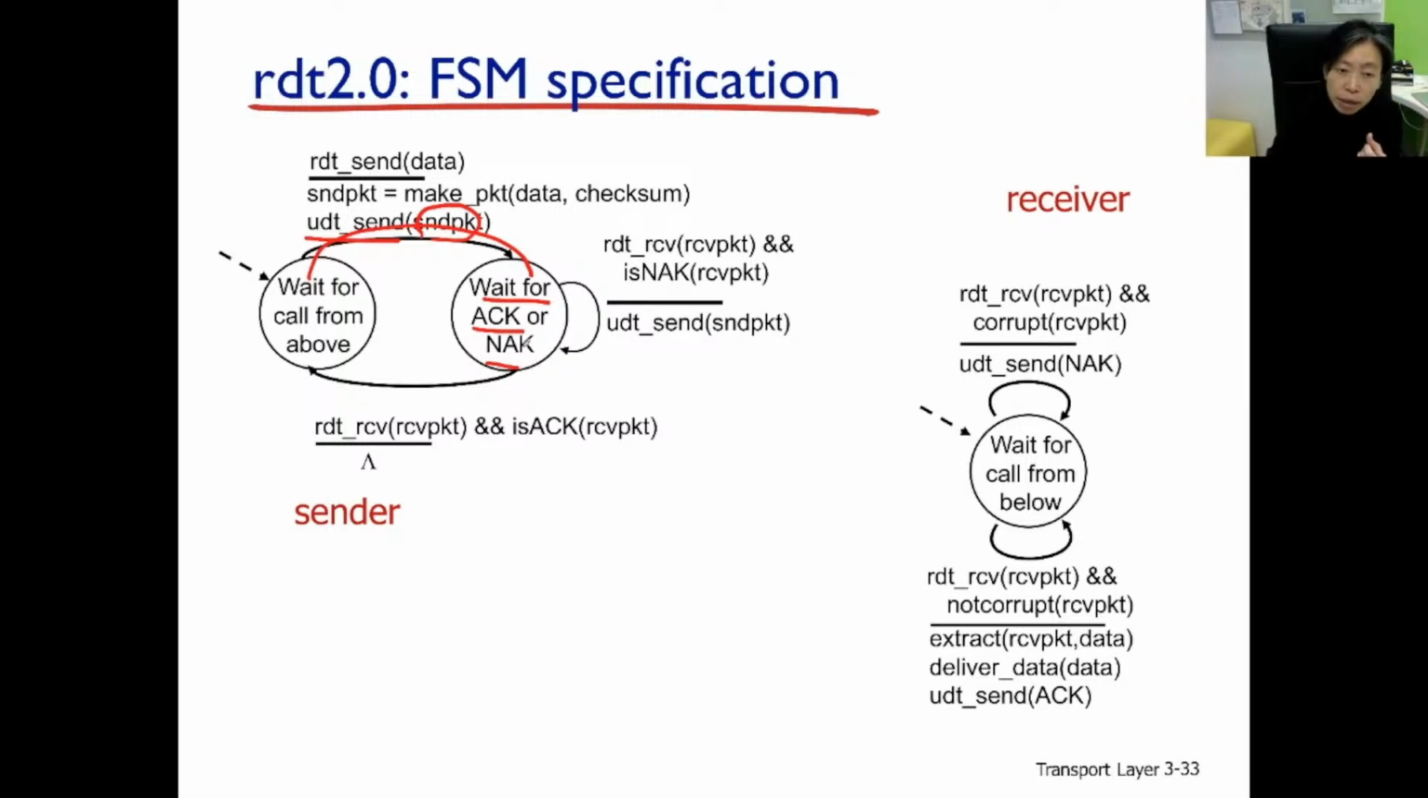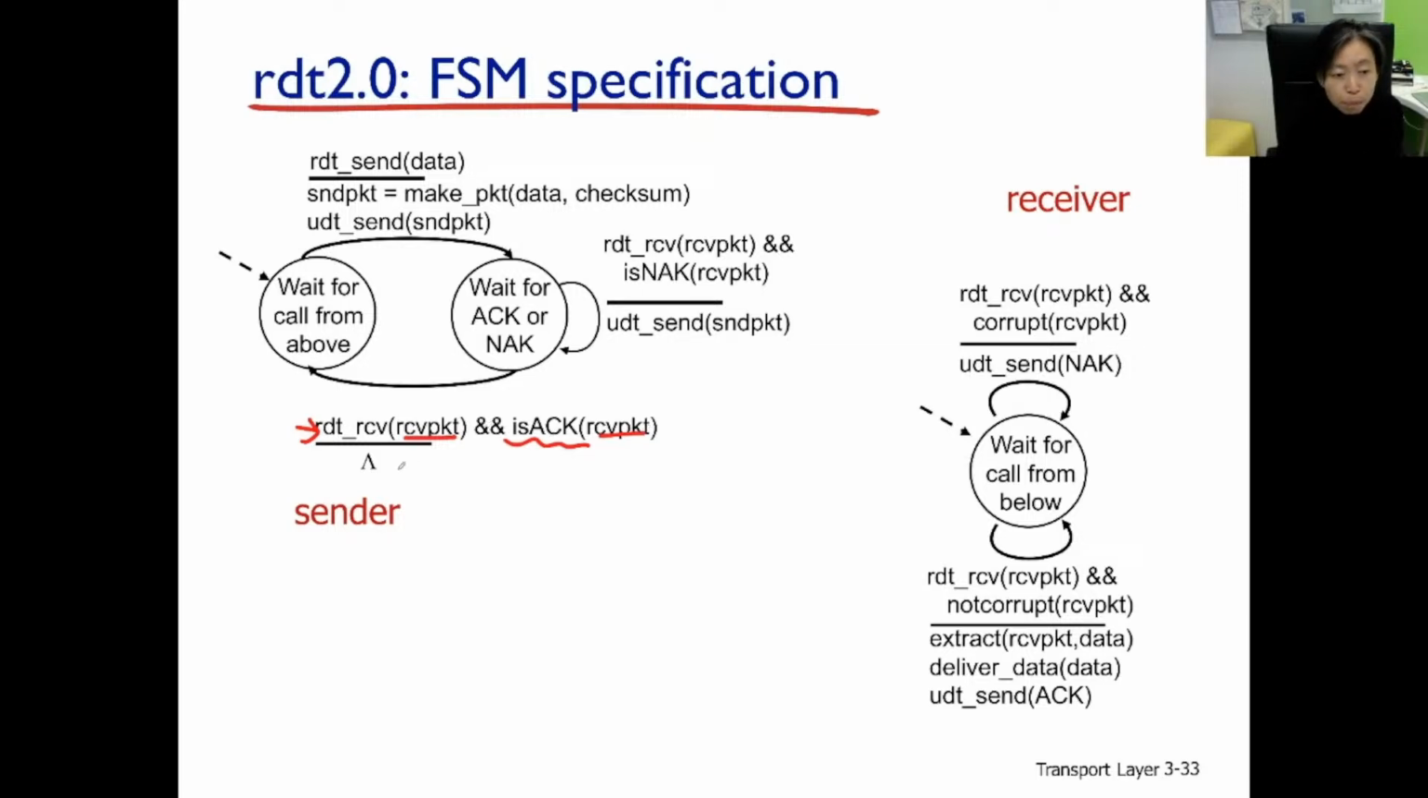Now, what's coming back as feedback could be positive or negative. So therefore you see two transitions possible, one over here and the other over here. So this is the negative feedback case and this is the positive feedback case. Now, the easier one is if the feedback coming back is positive. So this is when the sender receives a message back from the network layer, so it needs to be triggered by call from below, RDT receive, the receive packet. And you check whether the received packet is positive.